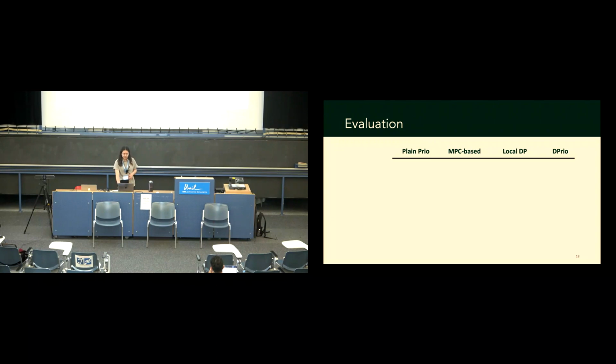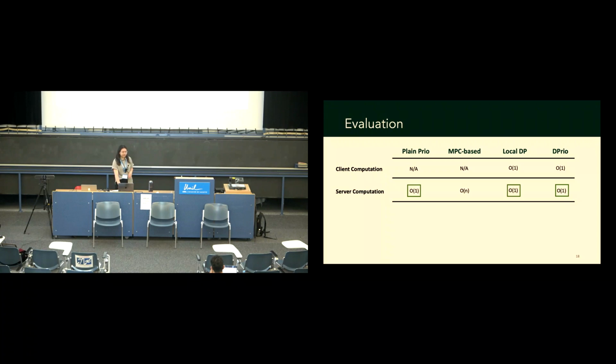Okay, so in terms of evaluation, DPrio does have a constant time client computation. This is from the sampling of the noise value, and they have to send that additional secret shared data. But this is a fairly low overhead, and we think it's generally reasonable. In terms of server computation, DPrio has this noise selection protocol that has to be performed, but this can be done in constant time, and so it's comparable with things like plain Prio and local DP, whereas the MPC-based approach has a more complex noise sampling protocol.